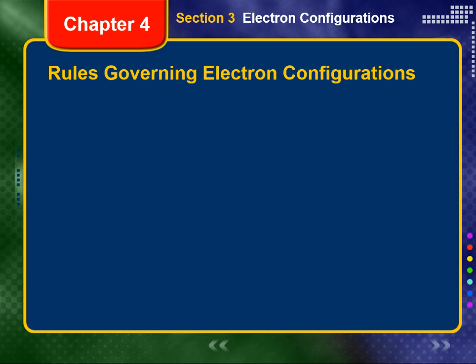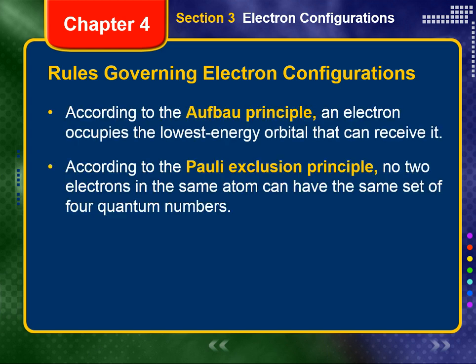Rules governing electron configurations. To build up electron configurations from the ground state for any particular atom, first the energy levels of the orbitals are determined. Then electrons are added to the orbitals one by one according to 3 basic rules. Remember that real atoms are not built up by adding protons and electrons one at a time. The first rule shows the order in which electrons occupy orbitals. According to the Aufbau Principle, an electron occupies the lowest energy orbital that can receive it.